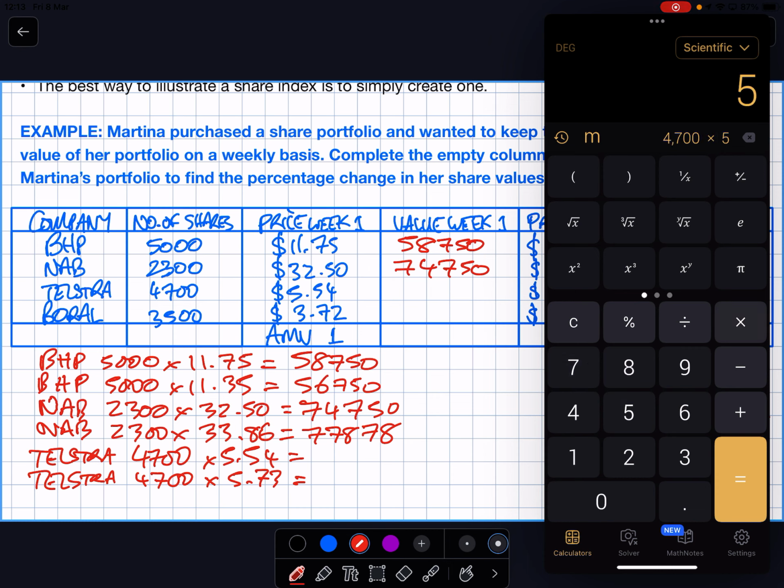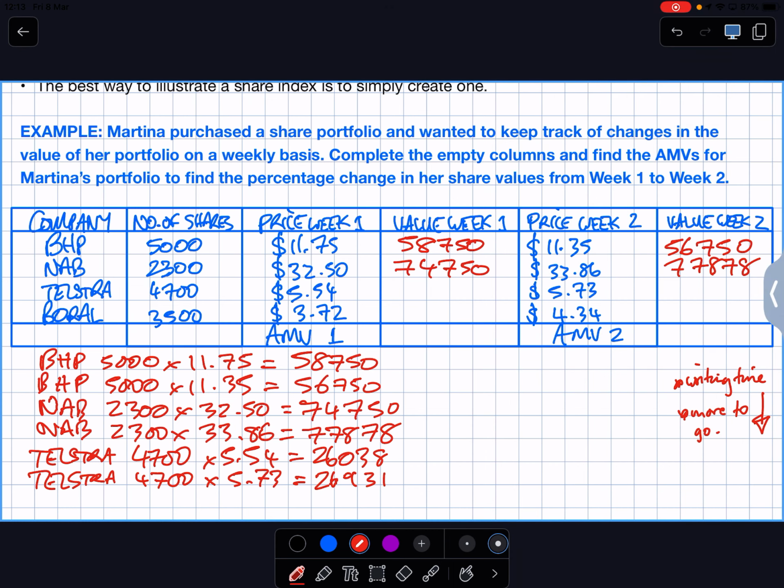4,700 times by 5.54 is 26,038. 4,700 times by 5.73. So it looks like Telstra went up as well. 26,931. Someone else, last person for Boral.